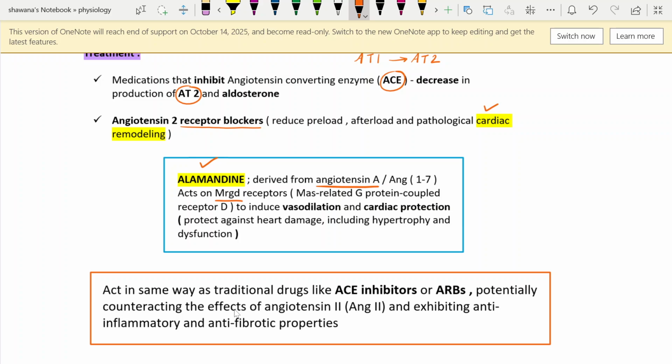Alamandine acts in the same way as the angiotensin converting enzyme inhibitors and the angiotensin 2 receptor blockers. It works in the same way as the traditional drugs do. They counteract the effect of angiotensin 2 and exhibit anti-inflammatory and anti-fibrotic properties. But alamandine is of great importance because it is like the latest drug, and it can be used in combination with the traditional drugs like ACE inhibitors and ARBs, angiotensin receptor blockers. But you need to remember some fancy name, that's alamandine.